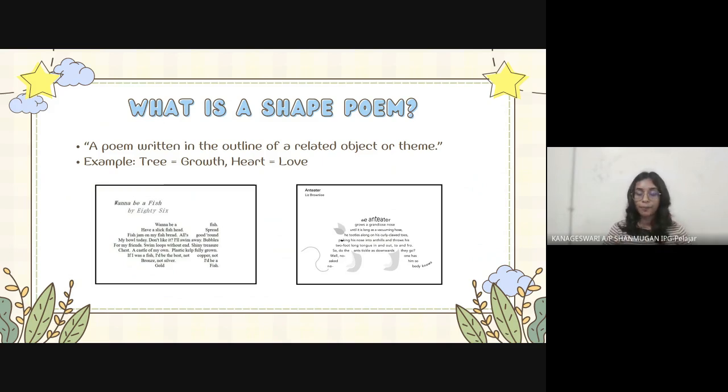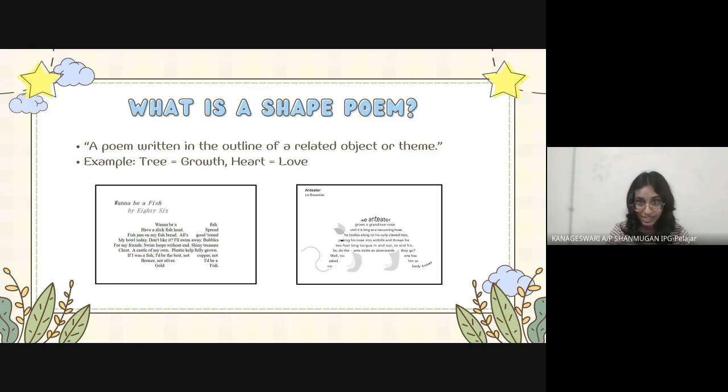Before we start, let's define what a shape poem is. A shape poem is a poem that is written in the outline of an object or shape that relates to the theme of the poem. For example, if the poem is about a tree, the words are written in the shape of a tree, connecting the visual representation of the object to the emotions or ideas expressed in the poem itself.